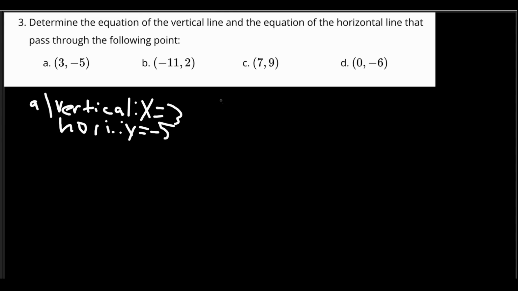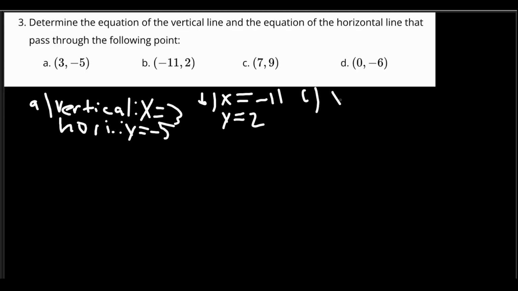That's it. It's really, really simple, and you can do the rest of them really quickly. So, if it was a vertical line, then it'd be x equals negative 11, and if it was horizontal, it'd be y equals 2.